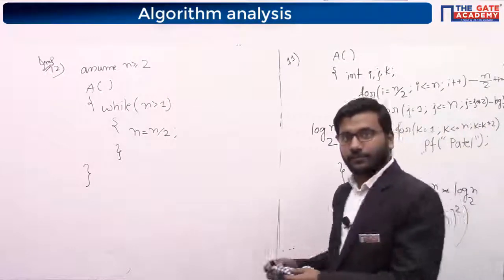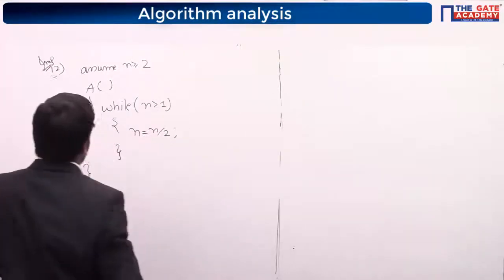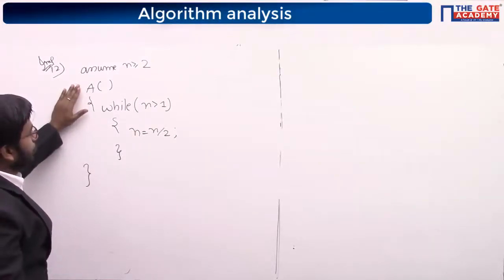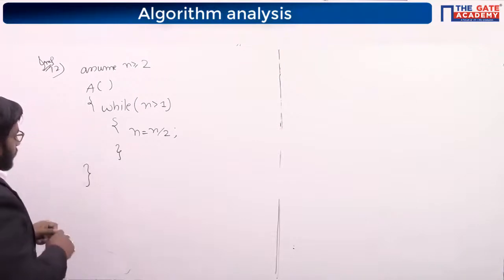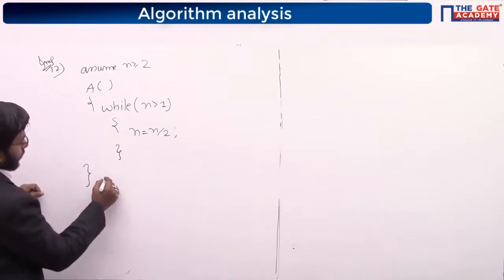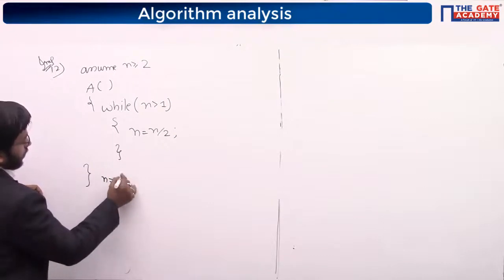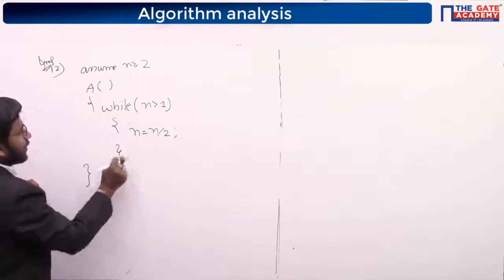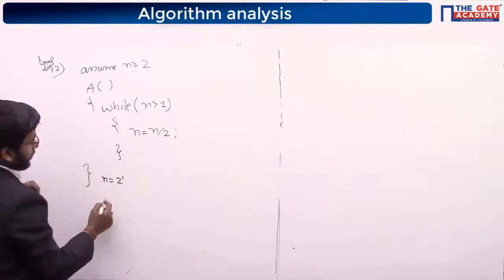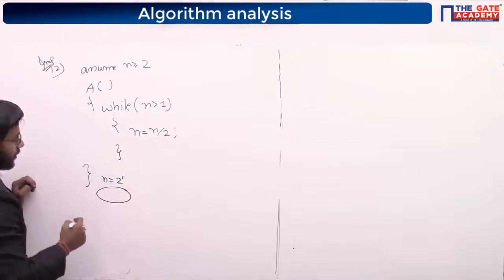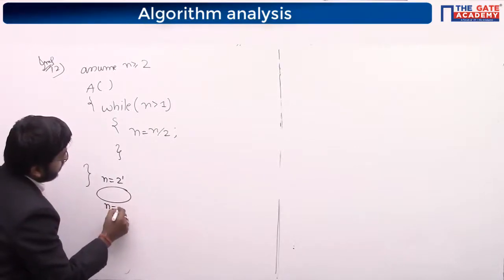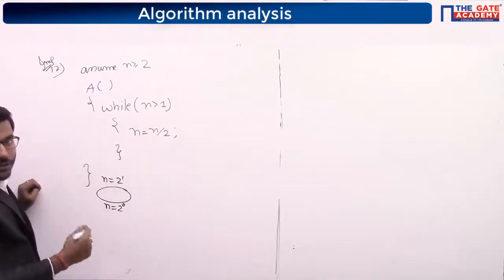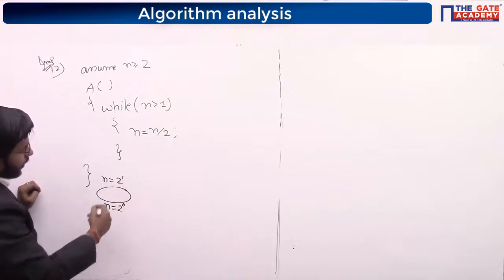Now see, here we are assuming that n is greater than or equal to 2. So first I am taking n equal to 2, that is 2 to the power 1. Now here n is greater than 1, so it goes inside. Now n is 1, that is 2 to the power 0, but 1 is not greater than 1, so it will go out of the loop. So it executed 1 time.